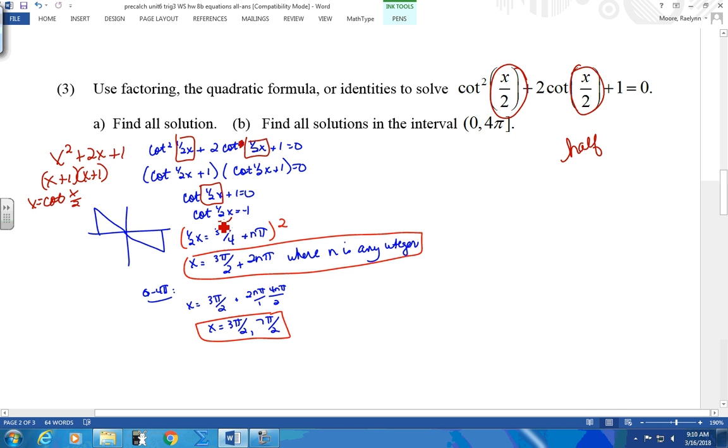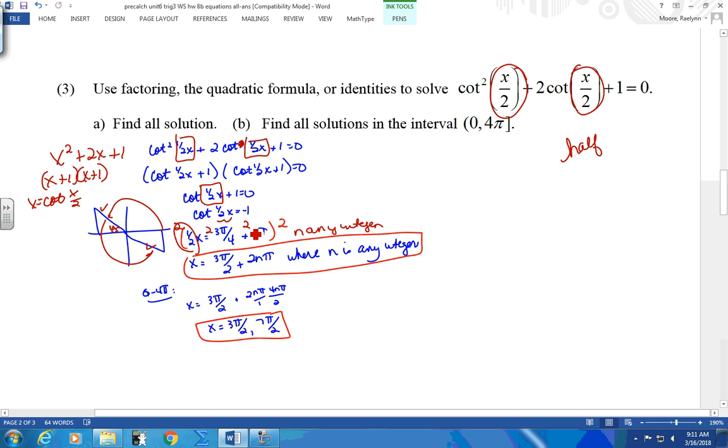Solve for, if it was plain old x, cotangent is negative in quadrants 2 and 4. It's the reciprocal of tangent. It's a 45-degree angle. So you're 3 pi over 4 plus n pi, where n is any integer. Now you need to get rid of the half. Multiply everybody by 2. 2, 2, 2.